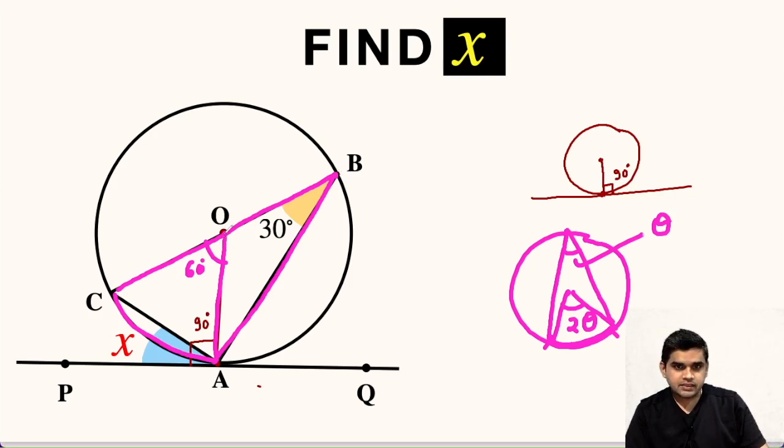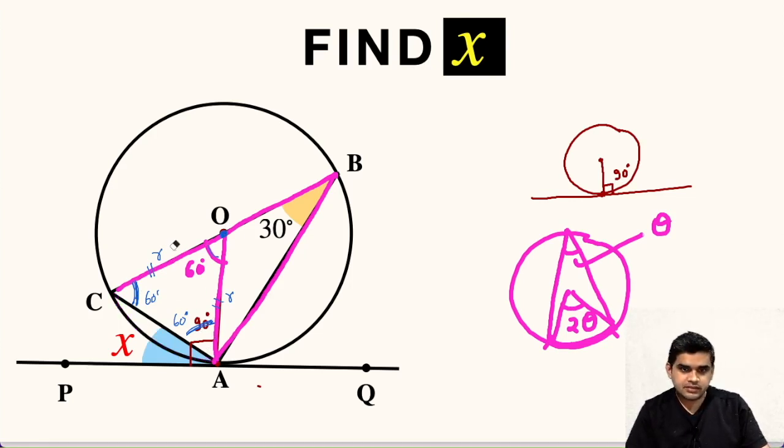Now, after this, if we analyze the figure, OC is the radius of the circle. OA will also be radius of the circle. So these two sides are equal. Thus, these two angles, this angle and this angle, will be equal. So if angle at O is 60 degrees, the remaining two angles must also be 60 degrees each in order to satisfy the condition for these two angles being equal. So in a way, we got this triangle OAC as an equilateral triangle.